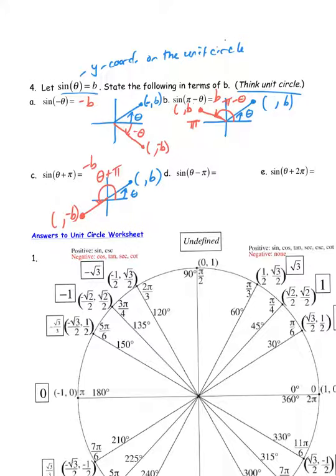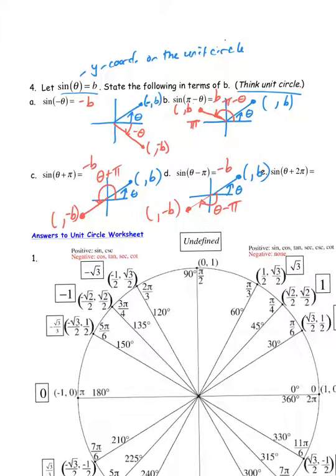Now we're going to do theta minus pi. So once again, I'll draw theta. I'll put the coordinate on something, b. And now let's think about where theta minus pi is. So theta minus pi is going to be rotating pi in the negative direction from our angle theta, which will put us here. So this is theta minus pi. And the coordinate of this point, the y-coordinate, is going to be negative b. So this is also negative b. You can see we ended up at the same place in letters C and D.